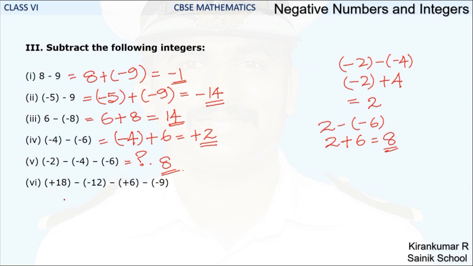Sixth one, I'll take this separately, then I'll compile. So positive 18 minus of minus 12.